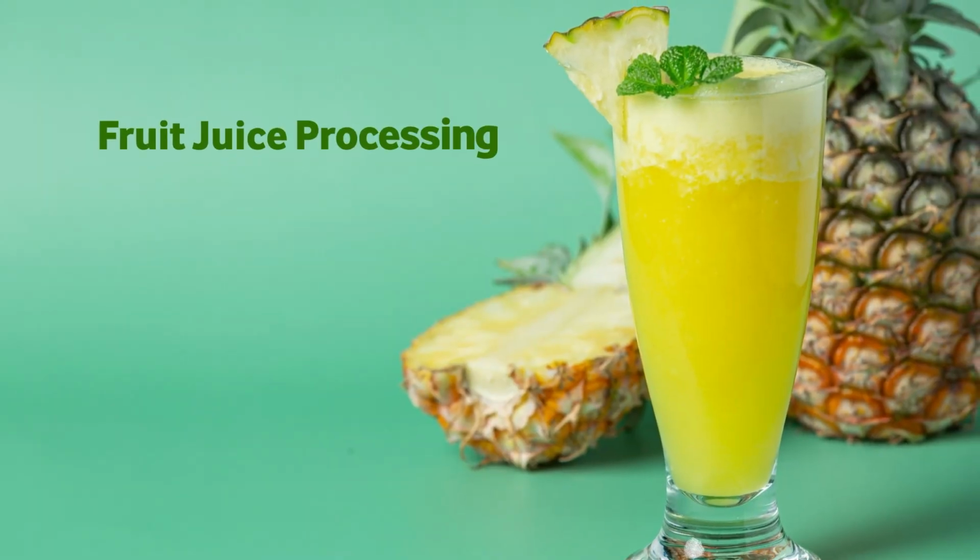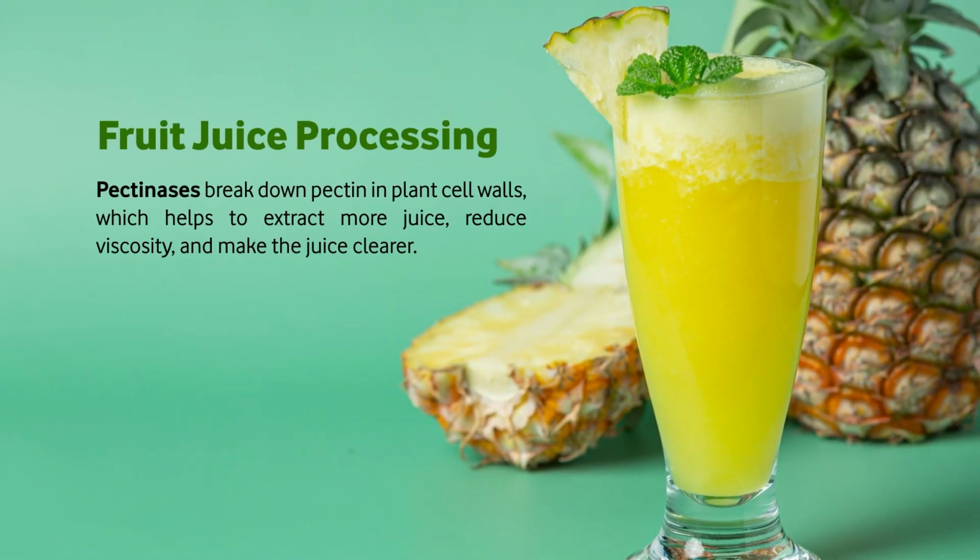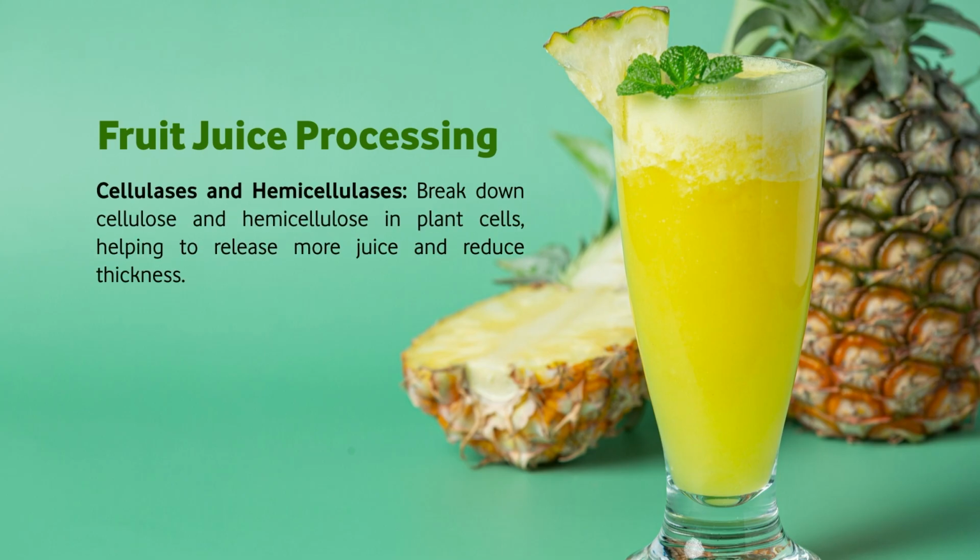Then move to the fruit juice processing industry. In that one, pectinases are the enzymes that break down the pectin in a plant cell, which helps to extract more juice, reduce viscosity of juice and make the juice clearer. Then another enzymes in fruit juice processing are cellulases and hemicellulases, that break down the cellulose and hemicellulose in the plant cell, which helps to release more juice and reduce thickness of the juice.